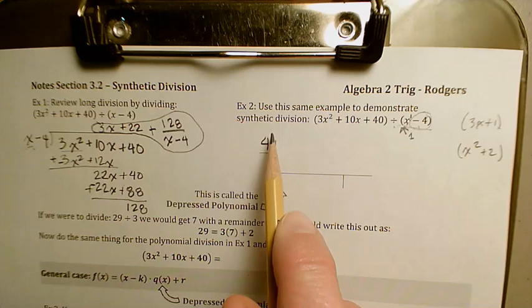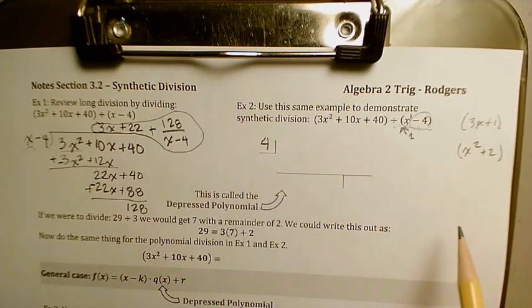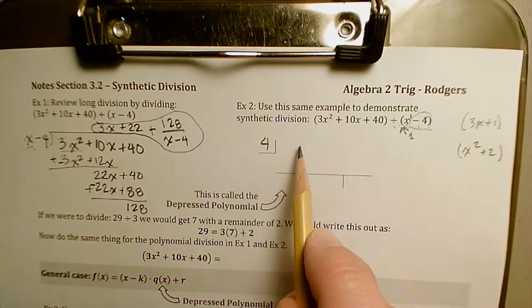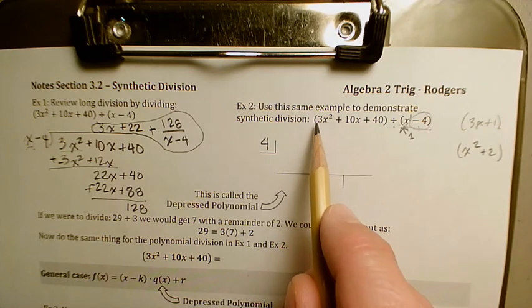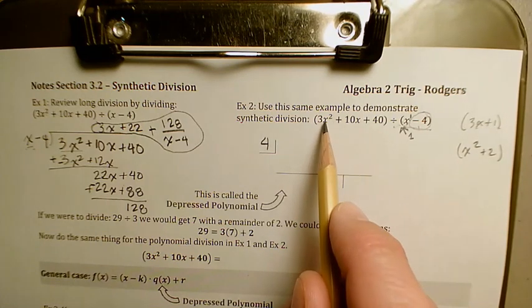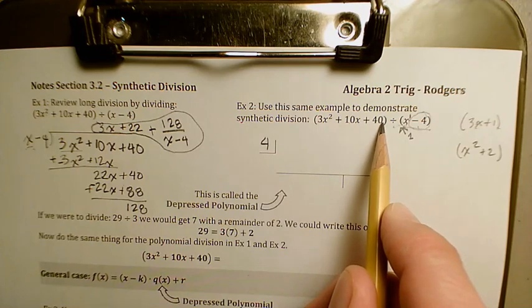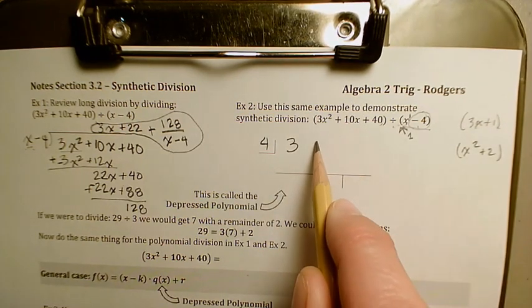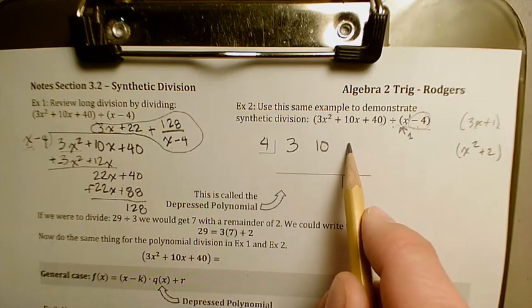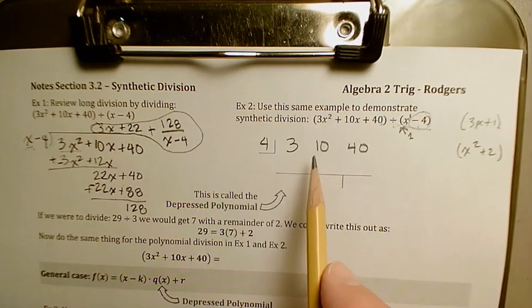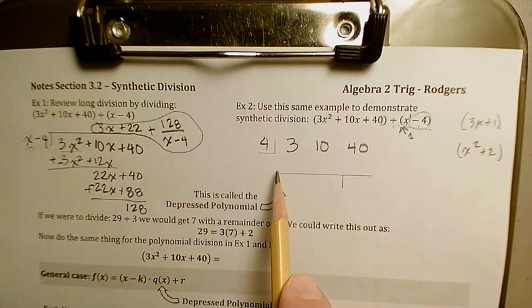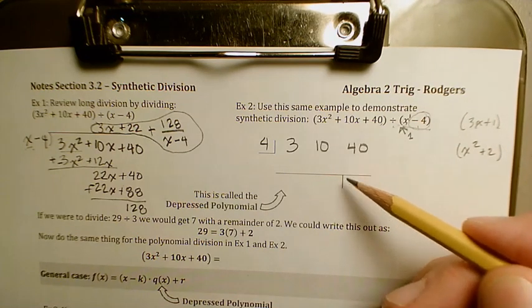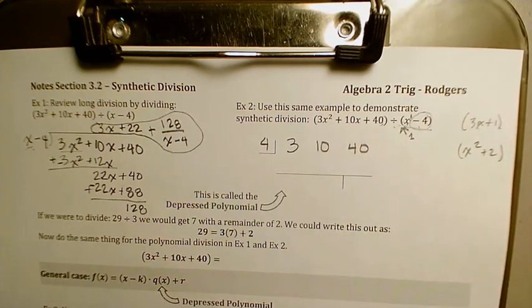We make like a little L, a little box, half a box, I guess. Next to that, we are going to put this, but we're not going to put the whole thing. We only put the coefficients, and the constant. So we have 3, 10, and 40. Then we leave a space because there's going to be numbers. We draw a line underneath it. We're going to put numbers in here, so leave a space. Put a line here, and then put a vertical line between these last two numbers.